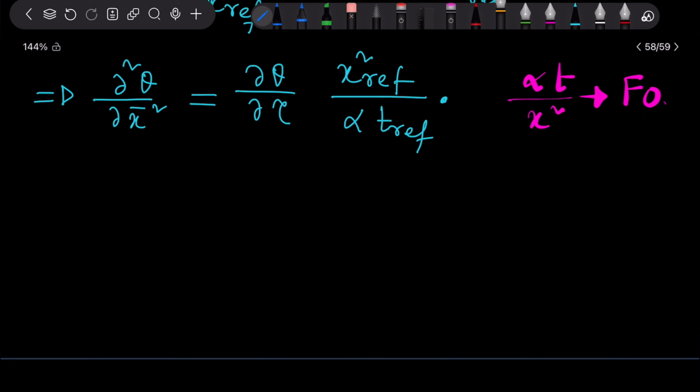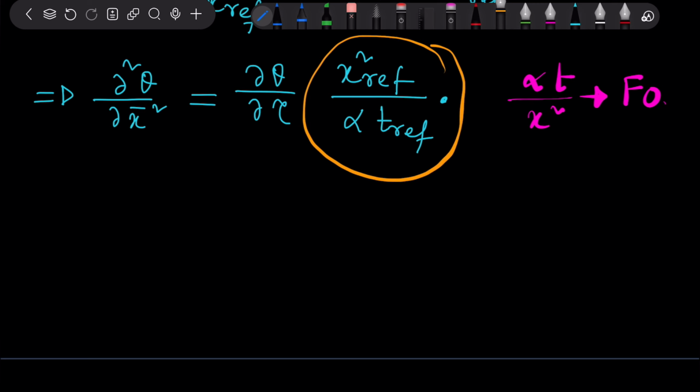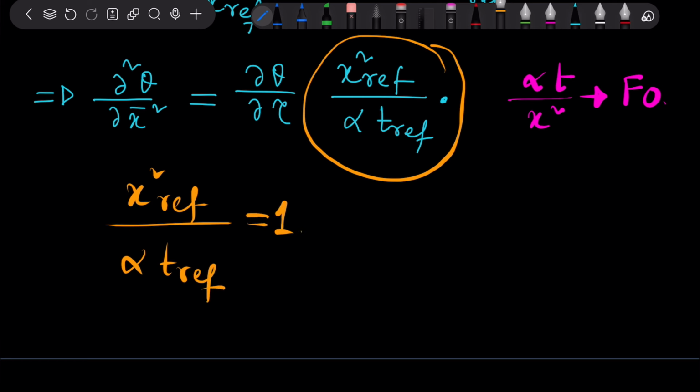But one thing, in this step you see that I can assign any value to this x reference and t reference. So why not assign some value so that this becomes 1? I want this expression to turn into 1. Why? Because then my governing equation will just be this equation, and that is very simple in terms of its mathematical description. So if this is 1, then at least I have a correlation between t ref and x ref.